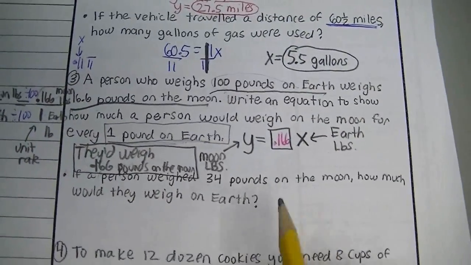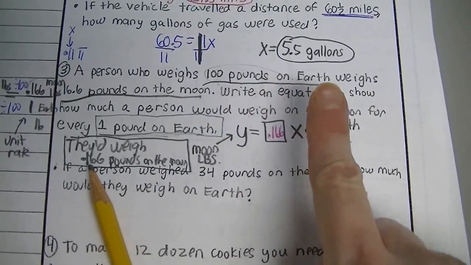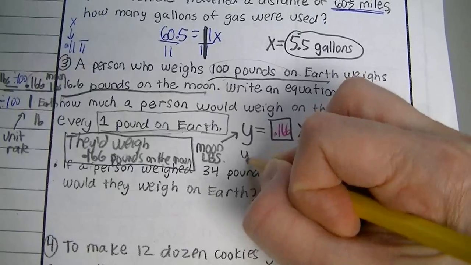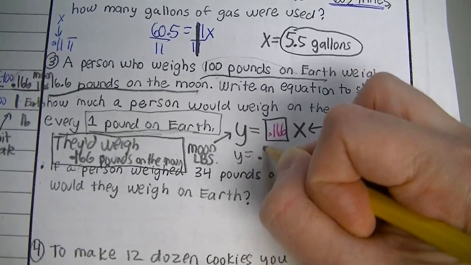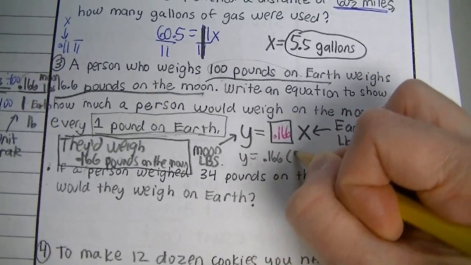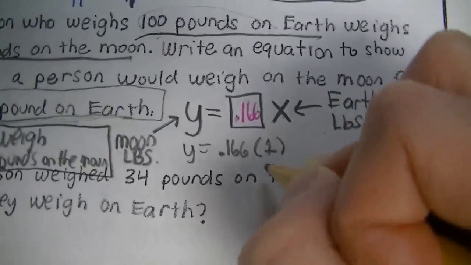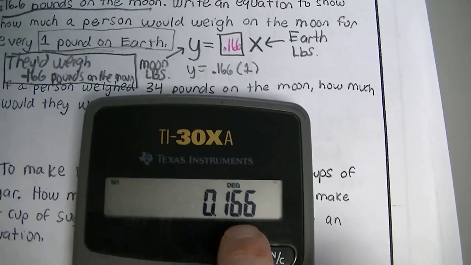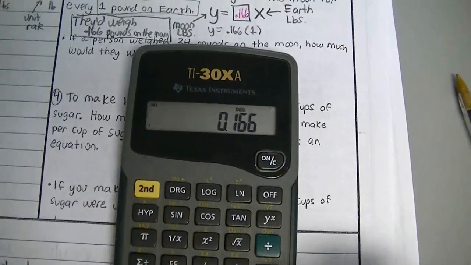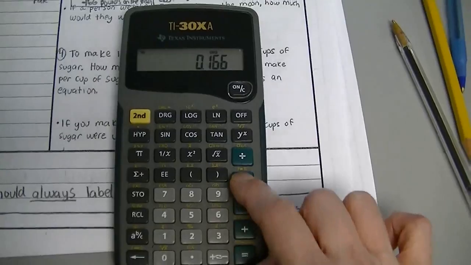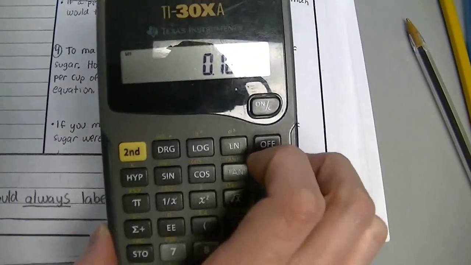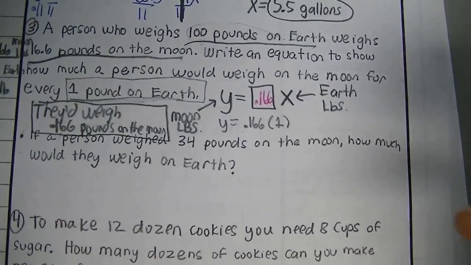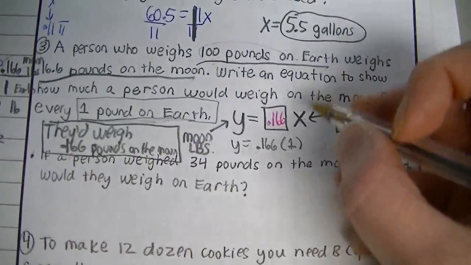And another way you can do that is if they weighed 1 pound on Earth, you can substitute a 1 in right there and just go like this. Y equals 166 thousandths times 1 pound on Earth. That's 1. And you just multiply, okay? So we have 166 thousandths times 1. You should know this. Times 1 equals that. Okay? So they would weigh that much on the moon.